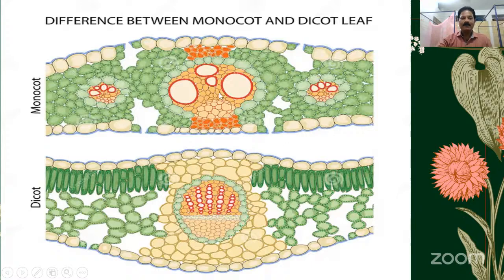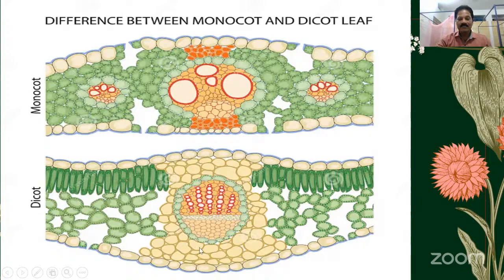And in each vascular bundle, you can see very few xylem vessels are there. Here, a series of xylem vessels are there. Many xylem vessels are there here. Dicot root, stem, leaf: in dicot leaf, xylem vessels are more. In monocot leaf, xylem vessels are very less. And one more prominent difference is there.